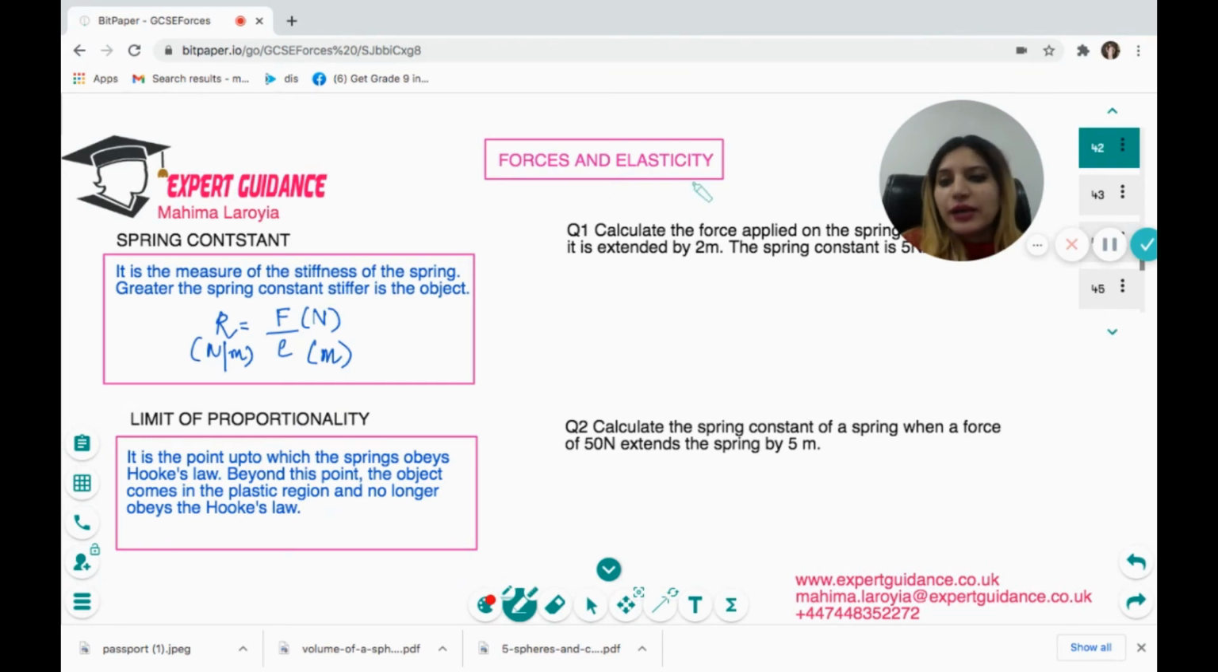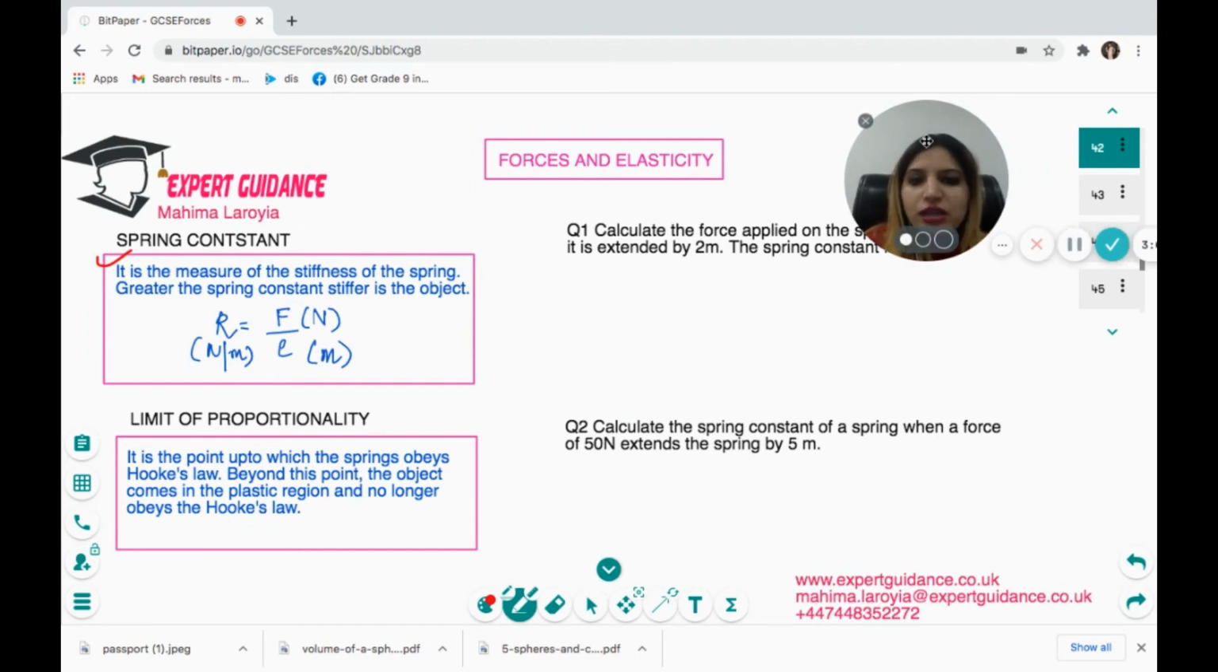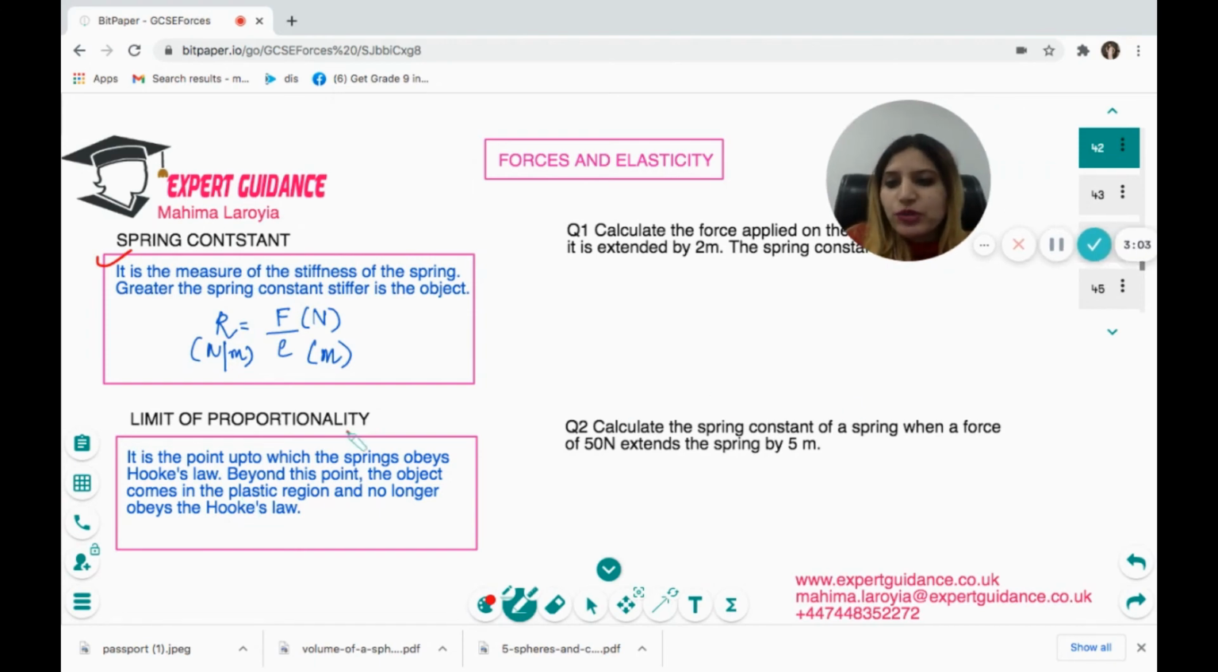Okay, so now we can rearrange this. The spring constant is given by force over extension. So if they have given you force and extension in the question, you can divide the two to get the spring constant. And what is the limit of proportionality? It is the point up to which the spring obeys Hooke's law. Beyond this point, the object enters the plastic region and no longer obeys Hooke's law.